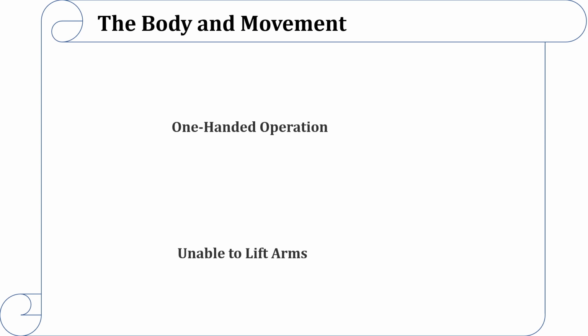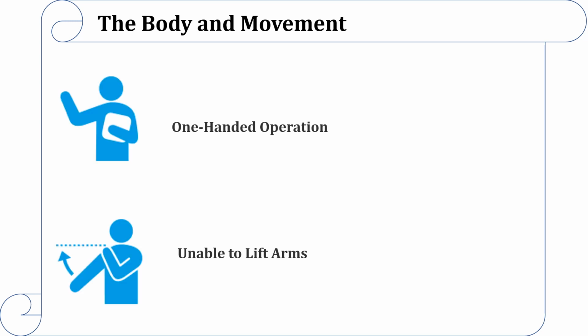Unable to lift arms. Lifting heavy objects above the shoulder is hard for everyone. Moreover, some users may not be able to lift their arms due to injury. Therefore, products must be designed to be at an optimal operating height and to require as little operational force as possible. Icon for them.